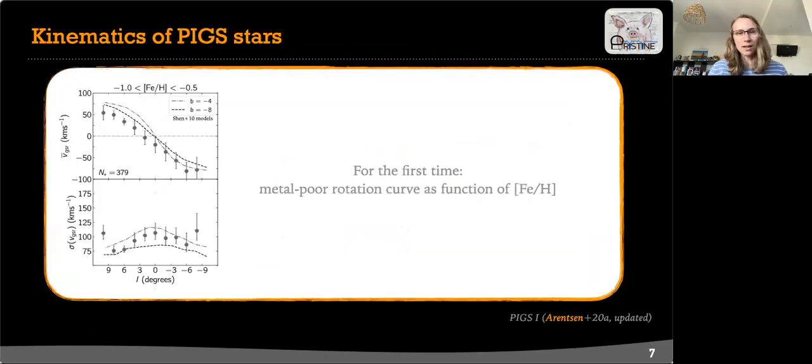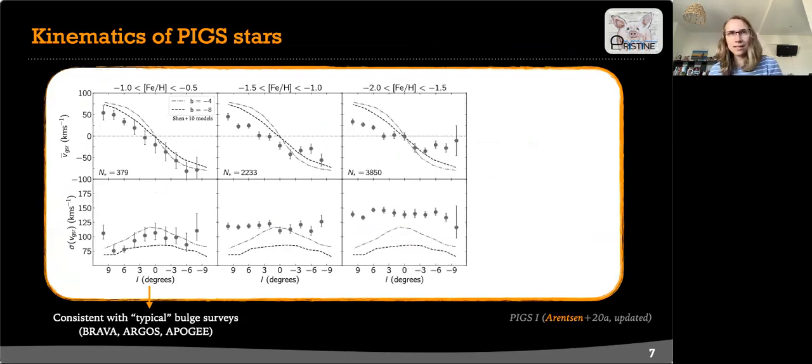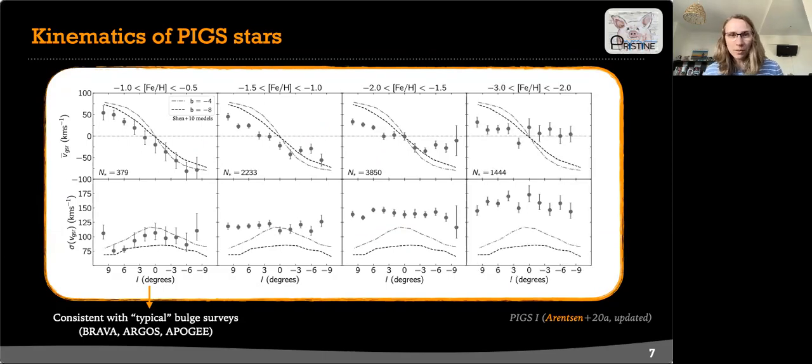So then here is where PIGS comes in. We can start at their low metallicity end and actually extend this to even lower metallicities. Here for our most metal-rich bin, it agrees quite well with typical bulge surveys in the rotation and the velocity dispersion. But if you get to the next metallicity bin, we can start seeing a decrease in the rotational velocity and an increase in the dispersion. If we take the next metallicity bin, we can see an even lower rotation, even higher velocity dispersion, and the same for very metal poor stars below -2, where we start losing the signature of the rotation, at least apparently.